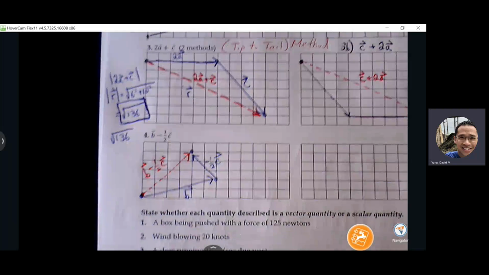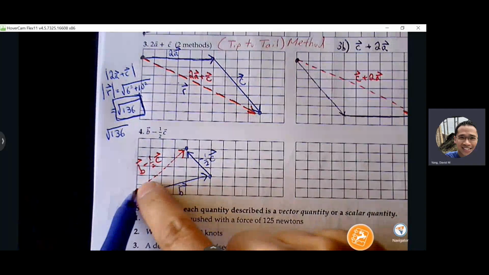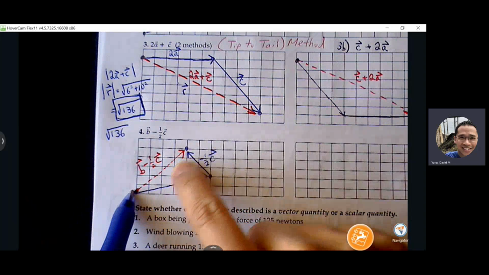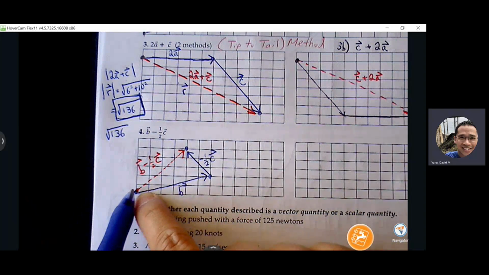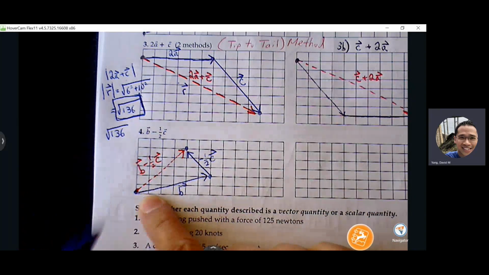Okay, number 4. We only care about the resultant vector here. So I'm going to count up and to the right.